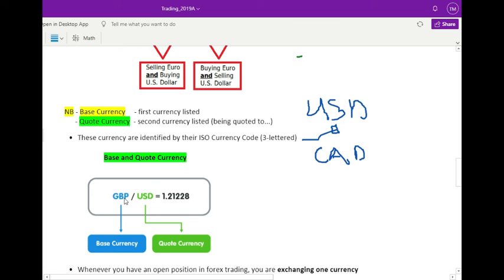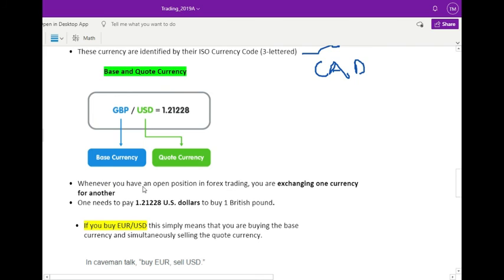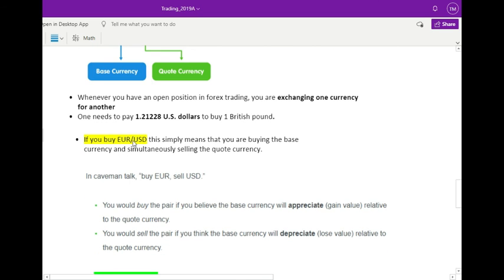We are saying £1, the British pound, is able to buy 1.2128 worth of USD, right? So whenever you have an open position in the forex market, you are exchanging one currency for another one. An open position is just a trade that is running. You still have an open trade. You need to pay this amount of USD to purchase 1 British pound, which means the pound has more value than USD.